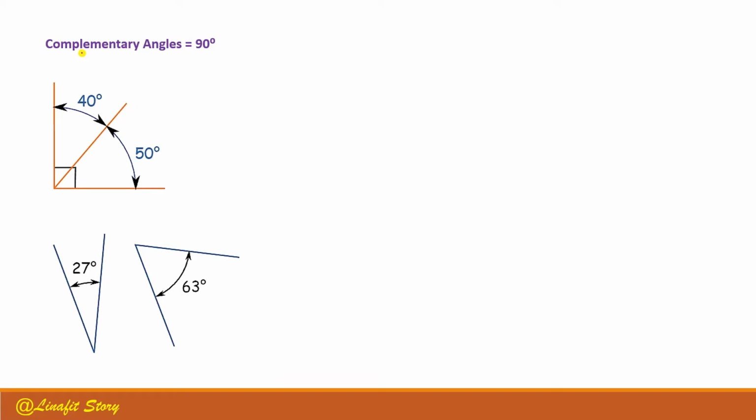Two angles are complementary when they add up to 90 degrees. These two angles, 40 and 50, are complementary angles because they add up to 90 degrees. But the angles don't have to be together. These two are complementary because 27 plus 63 is equal to 90 degrees.